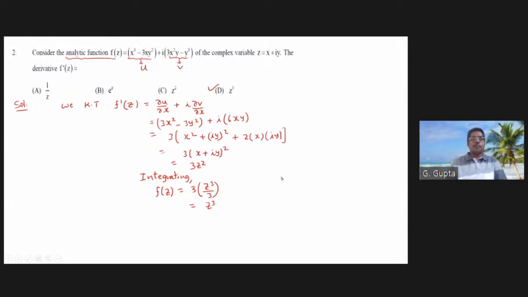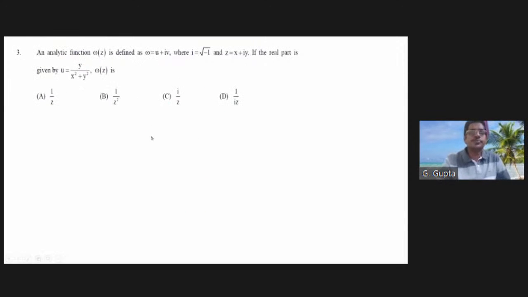Let us see an example. This is a GATE question, 2 marks. An analytic function w of z is defined as w equal to u plus iv, where i is equal to root minus 1 and z is equal to x plus iy. If the real part is given by u equal to y by x square plus y square, then w of z is: four options given.